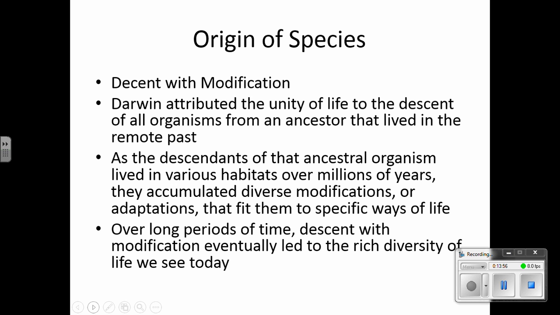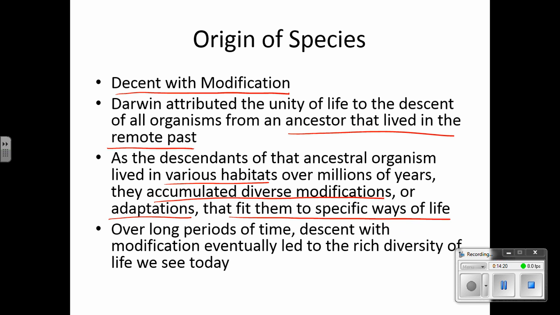Okay, so a little bit about the origin of species. There's a whole chapter on this later, but the origin of species is based on descent with modification. Darwin attributed the unity of life to the descent of all organisms from an ancestor that lived in the remote past. And the descendants of that ancestral organism lived in created habitats. Over millions of years, they accumulated diverse modifications or adaptations that fit to the specific way of life.